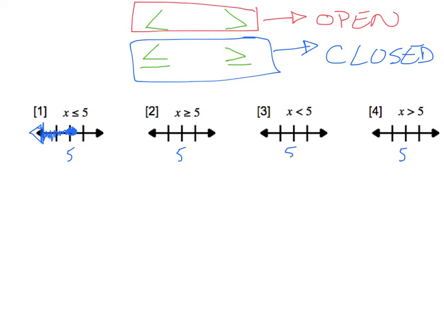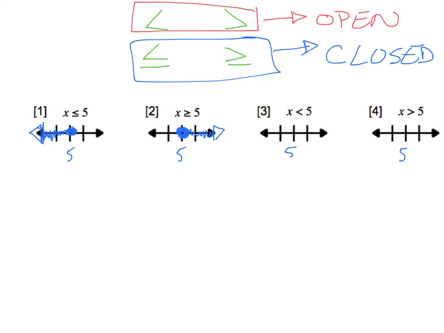With number 2 here, we want everything greater than 5 or equal to. So since it's or equal to, we fill in the dot, and we will graph in the direction of everything that is bigger than 5. So this includes numbers like 6, 7, 8, 9, 10, 7.5, 8.3, fractions, decimals, anything bigger or equal to 5.